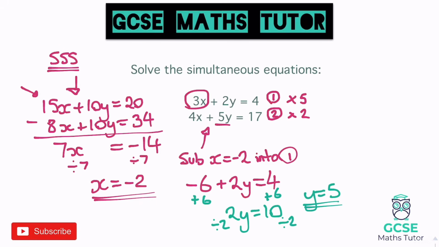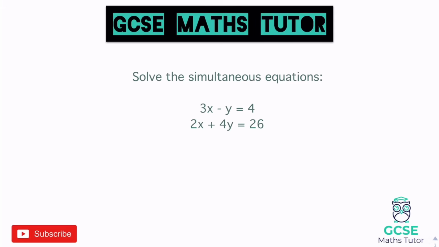Let's have a look at another one where there's an add and a subtract in our two equations. Okay, so here we have two more equations where we've got a negative in there. We've got 3x minus y equals 4 for equation 1, and we've got another equation with a positive, so 2x plus 4y equals 26 for equation 2. Lovely. So again, I'm just going to have a look at these y values, these y coefficients, the number in front, and we're going to try and make them the same.